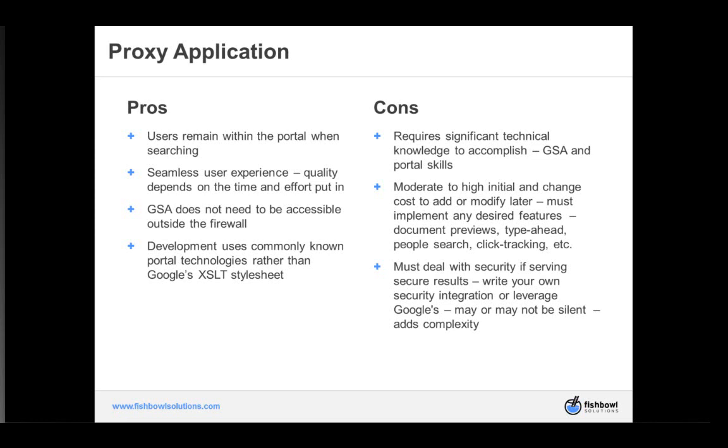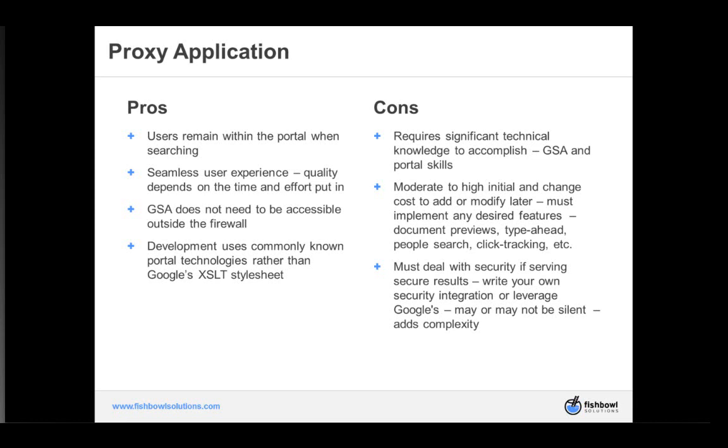Every single feature that you want to use in the application, you have to implement because you're starting from scratch. And so if you want document previews, if you want type ahead, people search, click tracking, in order to do the self-learning scoring, even something as simple as spell check, if you want to use that, you have to implement something that's going to show that on the screen and allow users to interact with it.